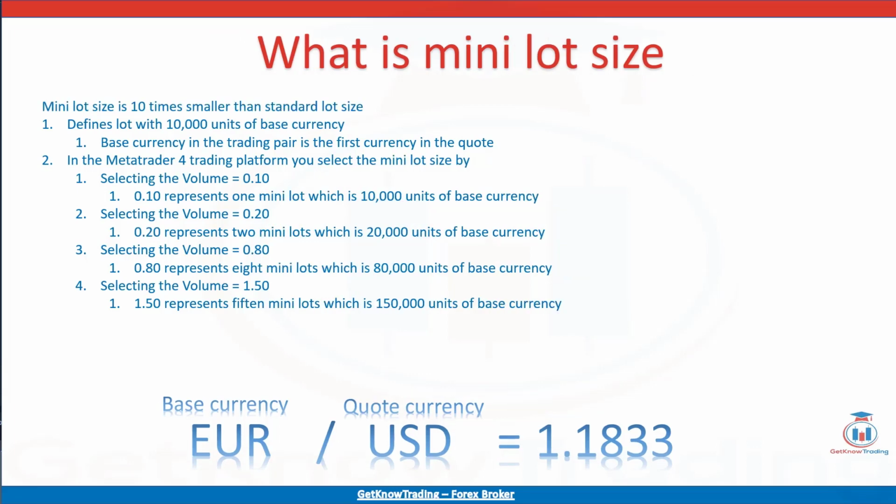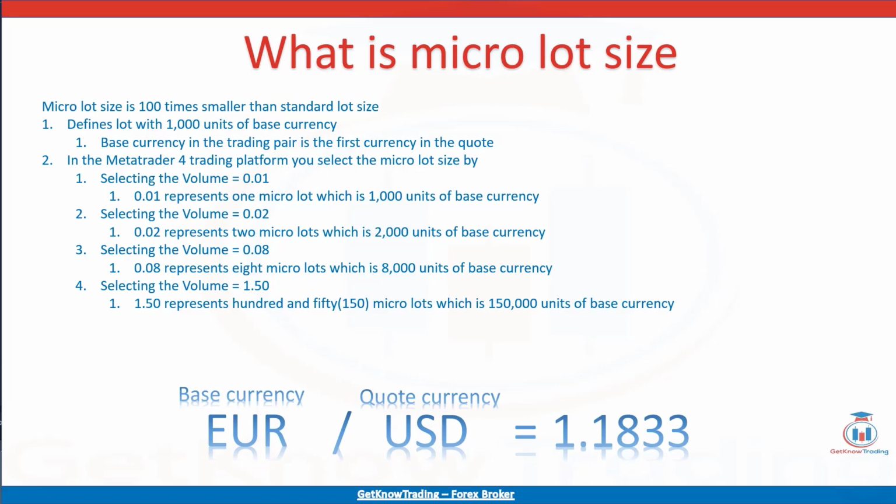A lot size 10 times smaller than one standard lot is called one mini lot, and it represents 10,000 units of base currency. In the drop-down menu it was not shown, but if you want to use one mini lot size, you need to type 0.10 in the lot size or volume box. Here are a few examples of mini lot size so you understand what it means when you select different lot sizes in MT4.